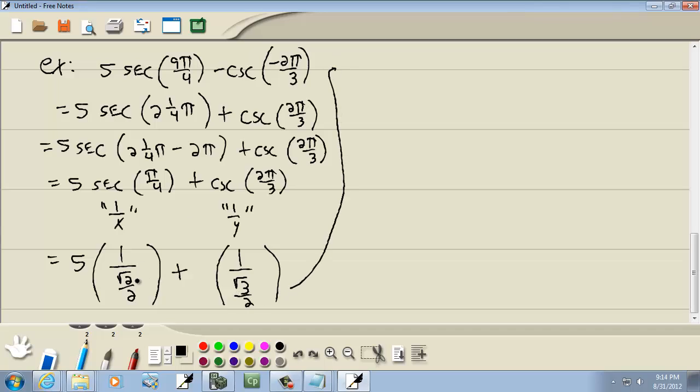Okay, both of these have a single fraction downstairs. We'll flip it and multiply times the top part. So I got 5 times 2 over square root of 2. And this one, flip that and multiply times a 1, and I got 2 over square root of 3. So that gives us 10 over square root of 2 plus 2 over square root of 3. Don't want the radicals down there, so I'll multiply top and bottom of my first fraction by square root of 2.